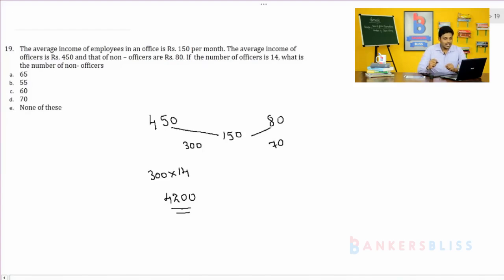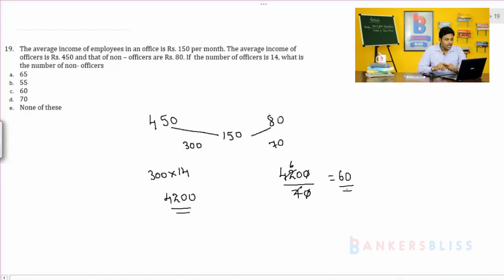An individual non-officer is receiving 70. So 4200 divided by 70 gives the number of non-officers. The 0s get cancelled, 7 6s are 42, which is equal to 60. So there are 60 non-officers in the group.